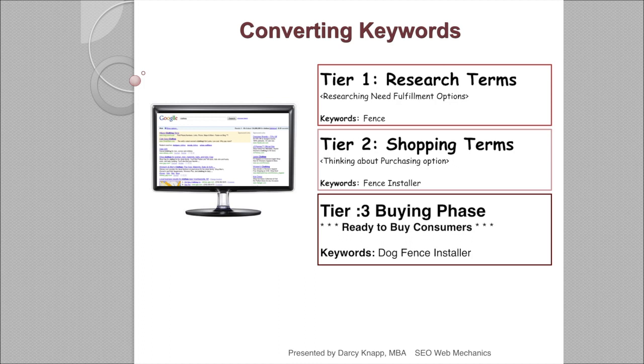When we get to that ready-to-buy customer, when we get into stage 3, which is the buying phase, the consumer is looking for a dog fence installer. That's the customer, if you sell dog fences, that you can actually close. When we look at generating ROI, we need to talk to the people that can actually say yes when you offer your product or service. If they can't make the purchase, don't pay to advertise to them.